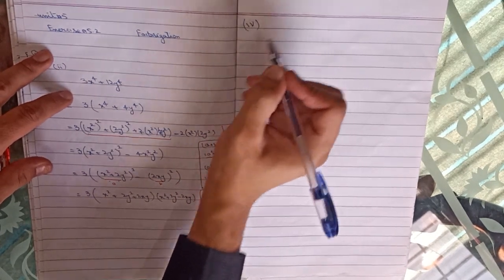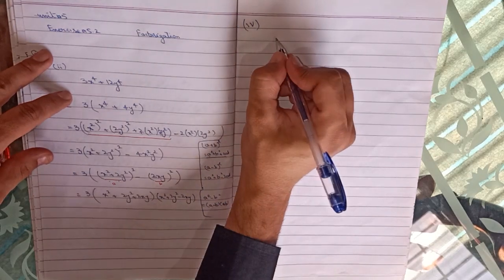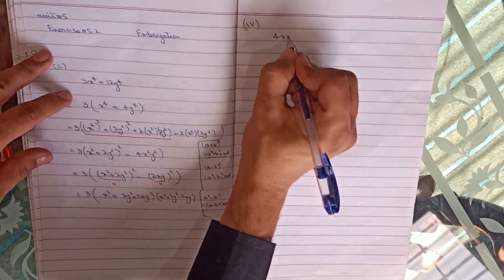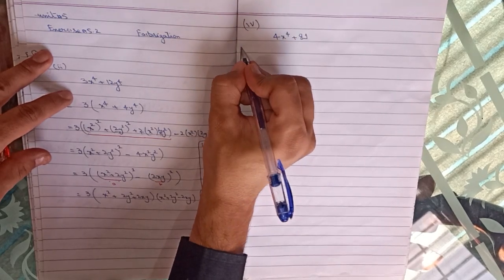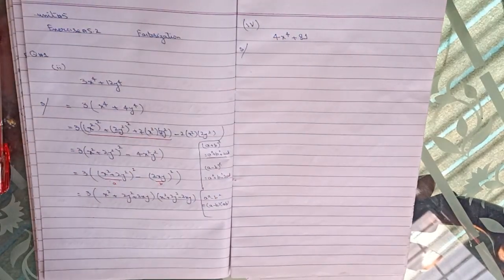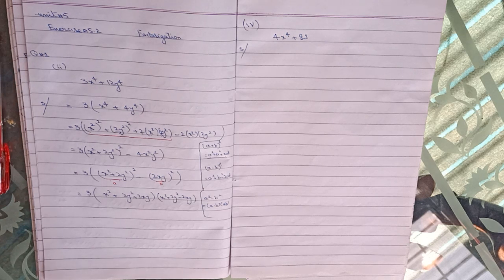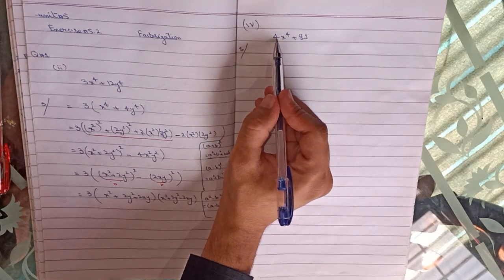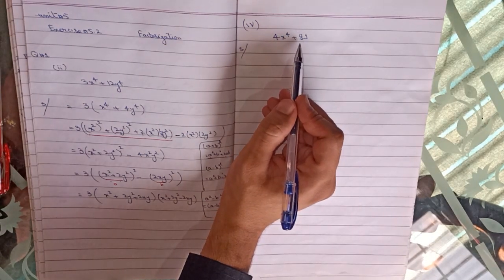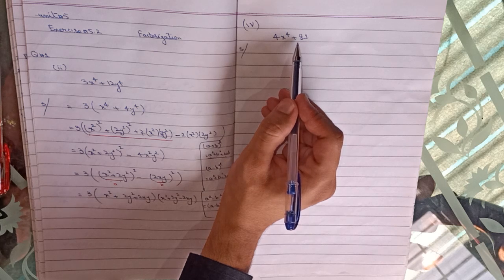Fourth part is very much similar to this question, in which we have 4x power 4 plus 81, and its solution is very much similar to the second part. What we will do, we will again see type number 1. Is everything common between them? Is 2 common between them? No, this is 2 multiplied by 2, and 81 is an odd number which is not divisible by 2.